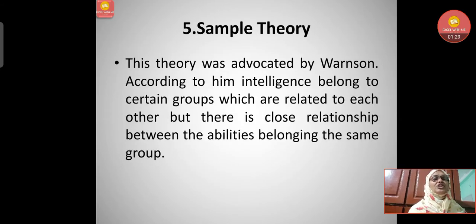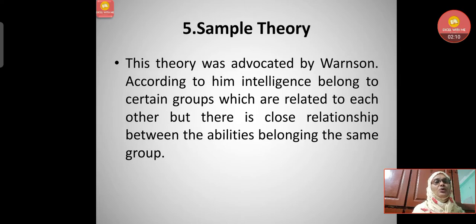Now let's start with today's theories of intelligence with the 5th theory, that is sample theory. This theory was advocated by Watson. According to him, intelligence belongs to certain groups which are related to each other, but there is close relationship between the abilities belonging to the same group. That means Watson says there are certain groups which are related to each other in one, but there are some others also where there is close relationship between the abilities belonging to the same group.